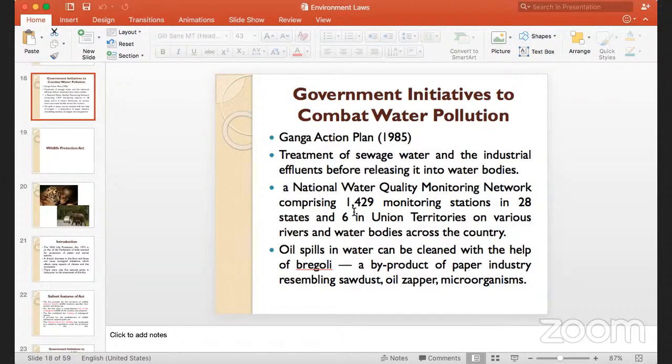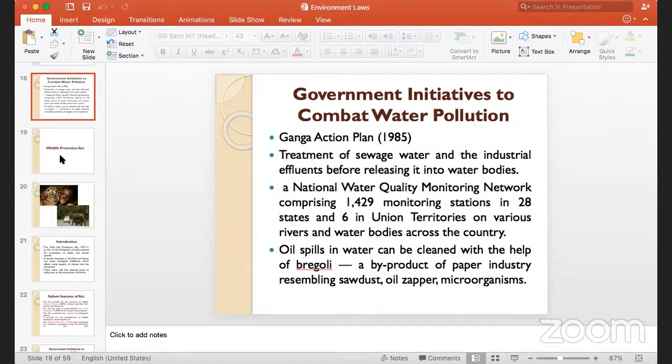So products like bagasse, right, which is a byproduct of the paper industry, if put in oil spills, can actually absorb the oil. Or there are some oil-eating bacteria which can also absorb oil. So therefore, they help in the control of water pollution. Supporting such research is also done under this act. These are the popular initiatives that have been done under the Water Prevention and Control Act.